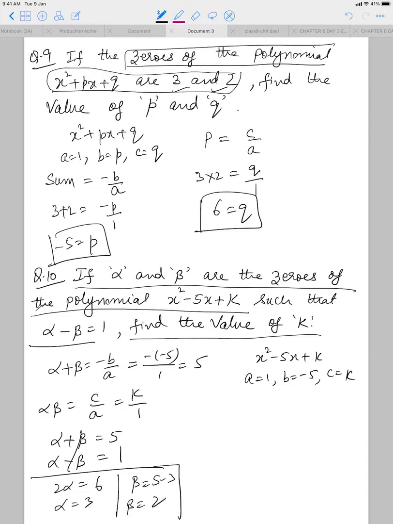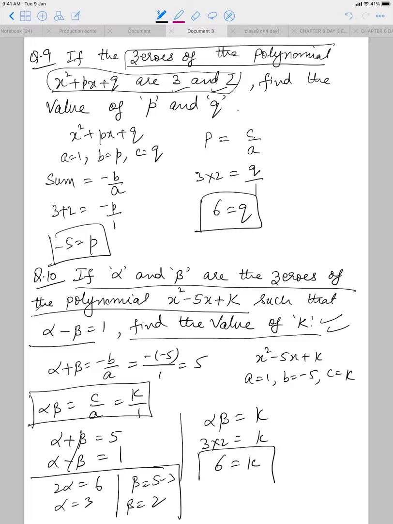Alpha and beta we have got, but we have to find out the value of k. So this was the expression which was left unused. So we can use this expression now. Alpha into beta is equal to k. So 3 into 2 is equal to k. That means 6 is equal to k. So the value of k in this case will be equal to 6.